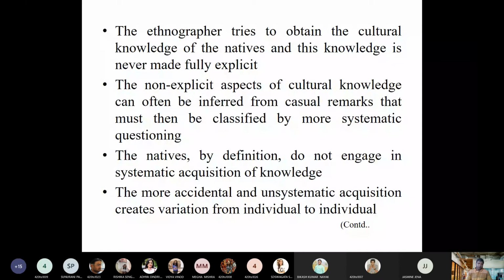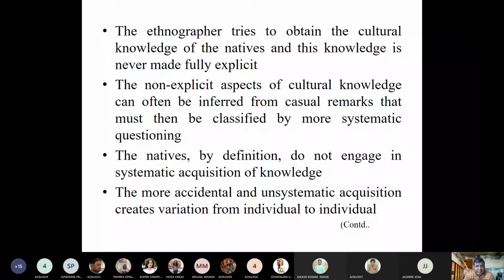What I am saying is that while doing ethnographic research, the ethnographer, the researcher, tries to obtain the cultural knowledge of the natives. What different knowledge do the natives have? What indigenous knowledge, cultural knowledge, and local knowledge do they have relating to health management, resource management, and agricultural management? The natives have knowledge which they can use in preserving and conserving their livelihood, their resources, their health, and their human resources. So all these things are highly important for an ethnographer.